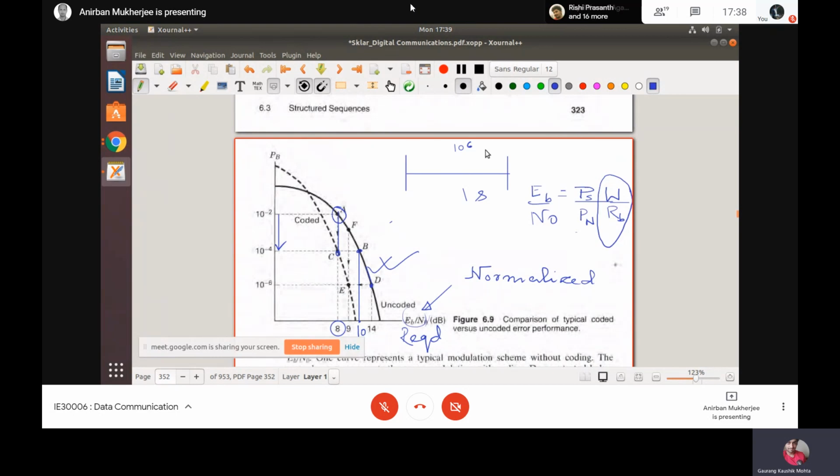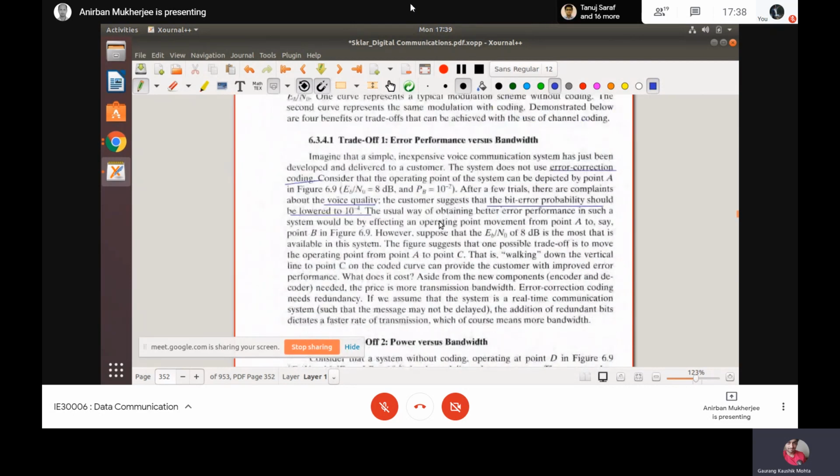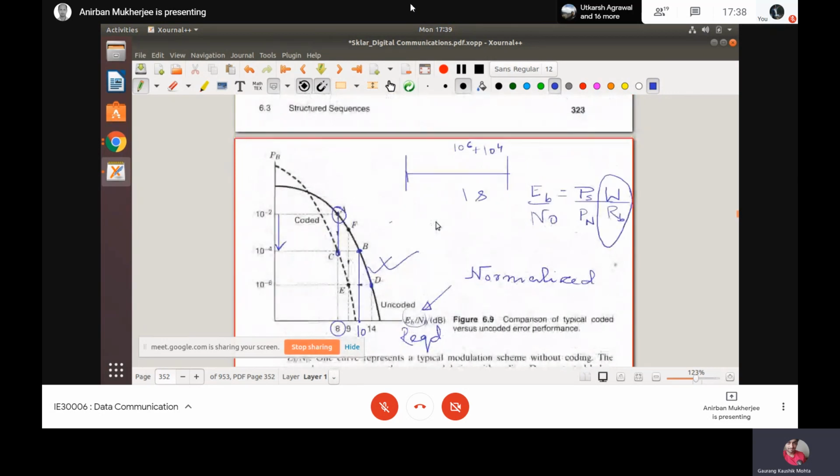Say, rather each 100 bit, each 800 bit, you are adding 1 bit. So that means you are adding another 10 to the power 4. So in real time communication, 10 to the power 6 plus 10 to the power 4 bit, in case of real time, you have to put inside this. So for that you are asking for more bandwidth. Why more bandwidth?